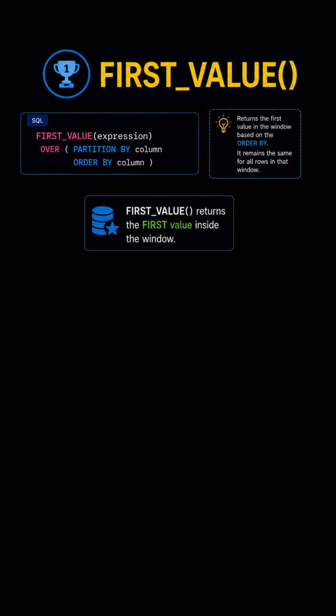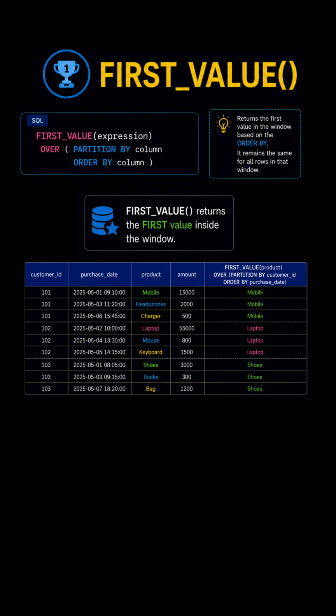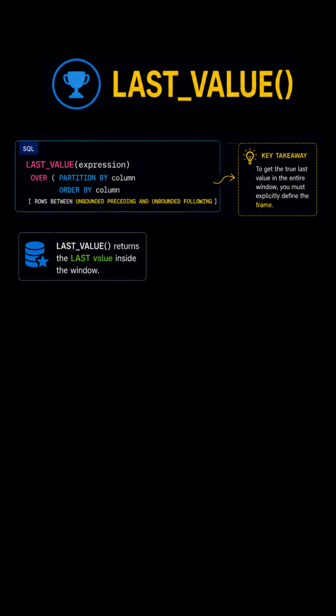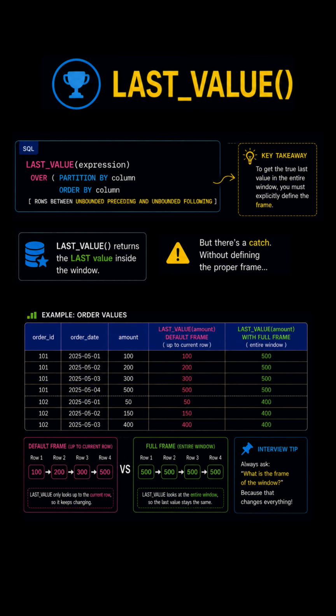First value. First value returns the first value inside the window. Example: first purchase, first login, first transaction, first event. This becomes extremely useful in customer behavior analysis. Last value. Last value returns the last value inside the window, but there is a catch. Without defining a proper frame, last value often confuses beginners because SQL may only look up to the current row.